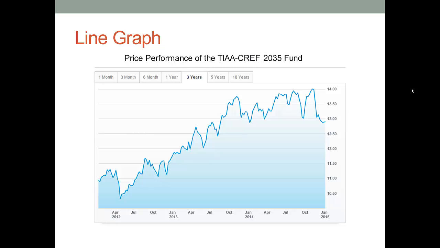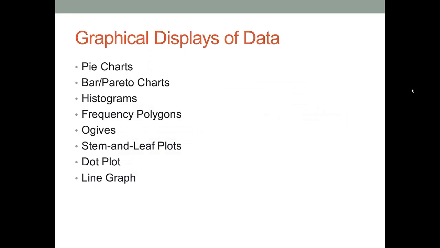A line graph is usually used for a time series. What I mean by a time series is a measurement on a variable that's taken over and over again through time. The x-axis is a natural for representing time. This shows price performance for an investment fund. So we can see the price over time, typical of line graphs we see.